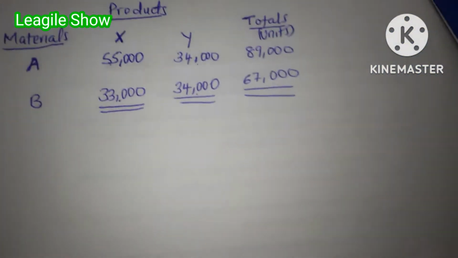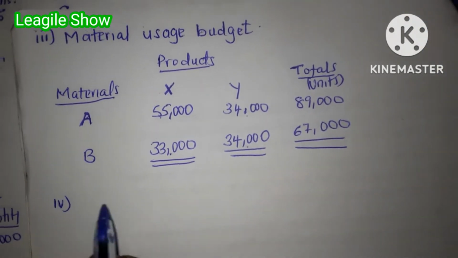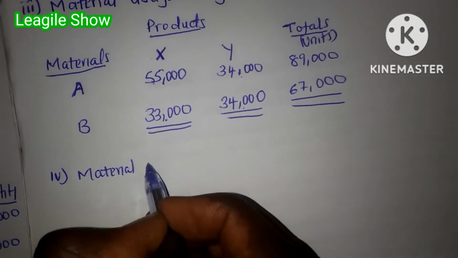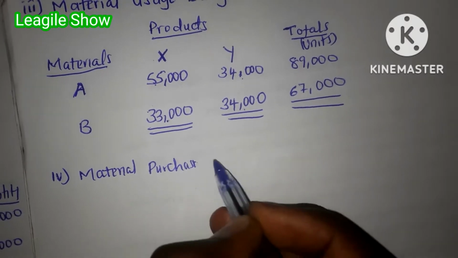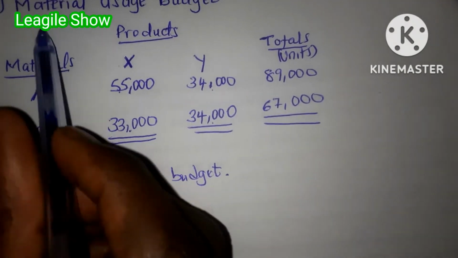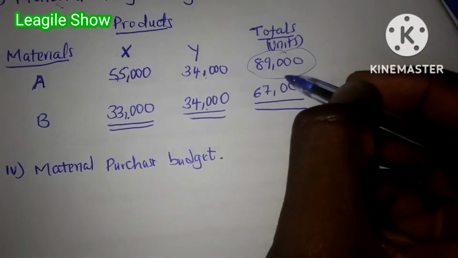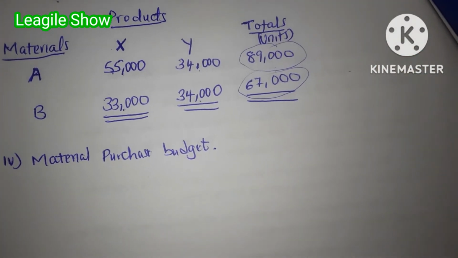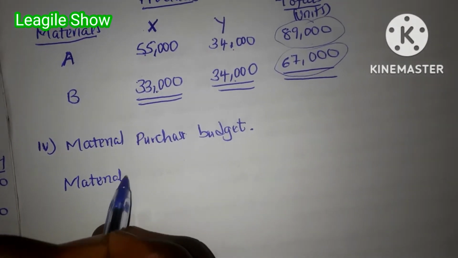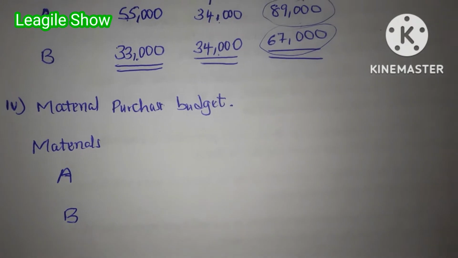Now we continue. As I said, the last part here, the material purchase budget, will depend on the material usage budget. That means we'll be using these two values here. We still have the two materials, so we have material A and material B.